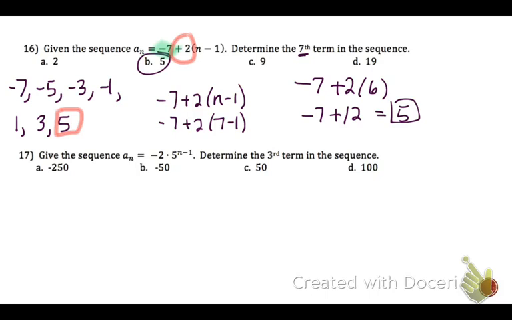Okay, problem 17, determine the third term. So again, we could just plug 3 in for n, or we could say, I know that negative 2 is my first term, and that I'm multiplying by 5 every time. So start with negative 2, multiply by 5, we get negative 10. Multiply by 5 again, we get negative 50. Here's my third term. If you were to just plug 3 in for n, this is how you would do it.